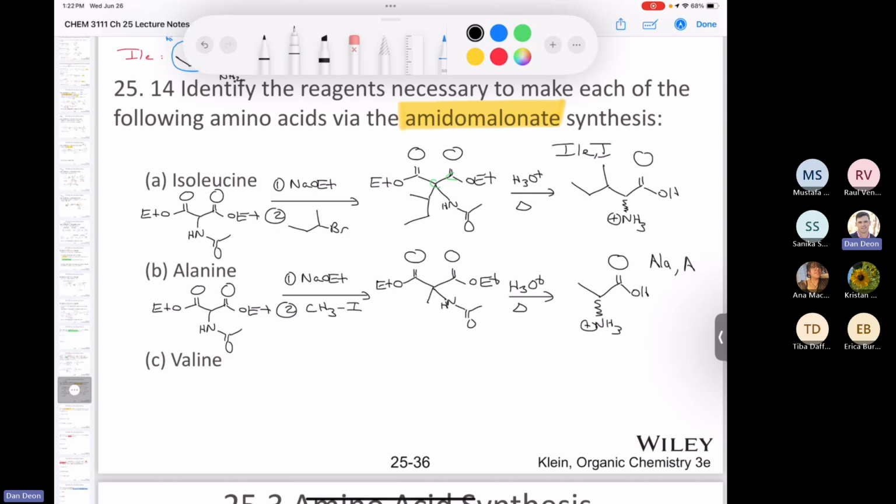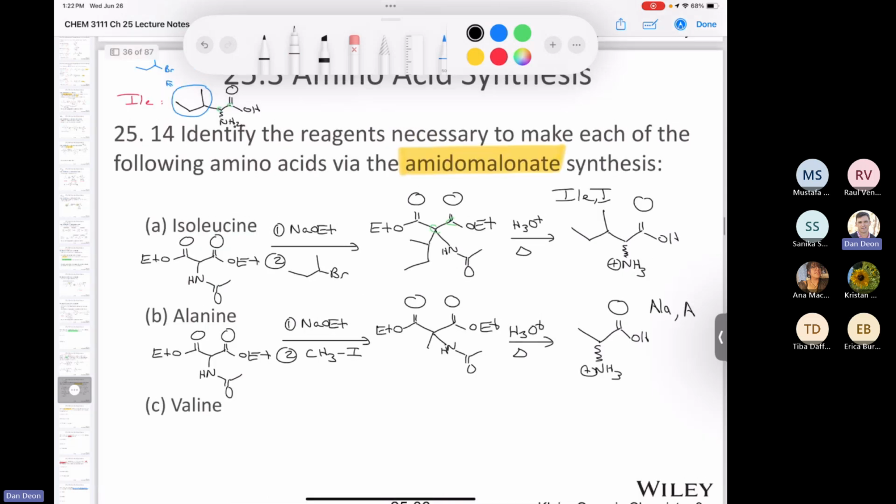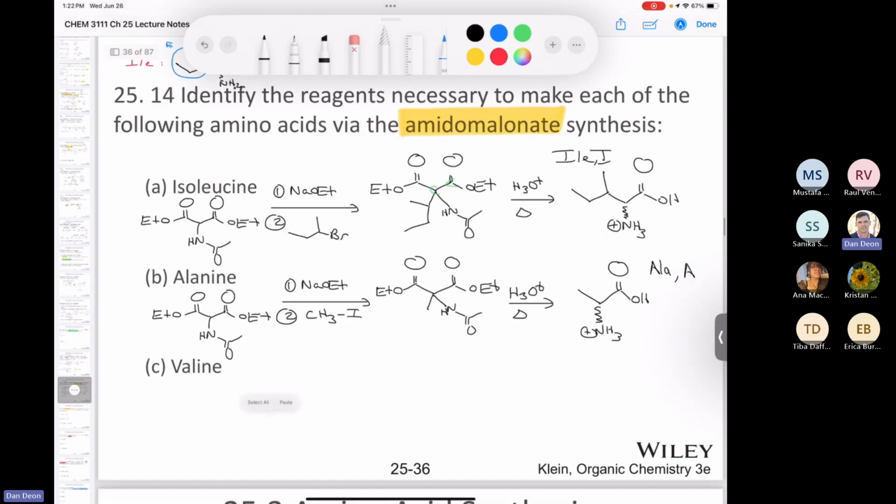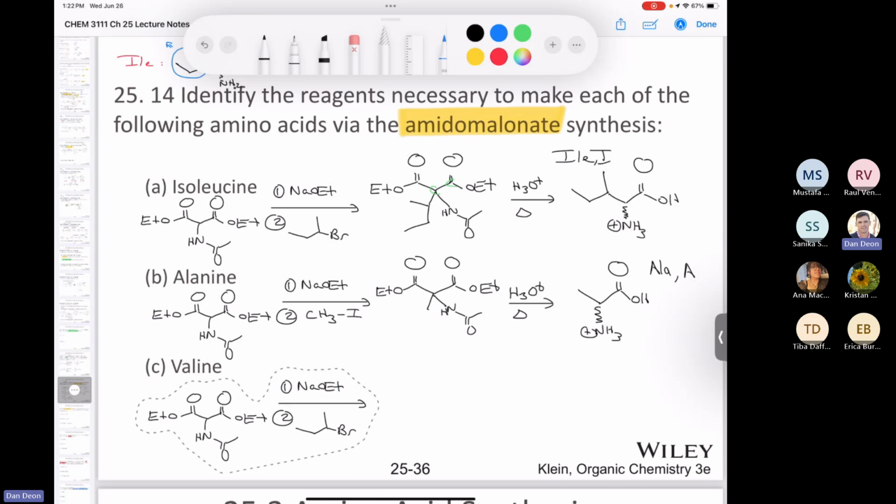I'm not going to go through all of the valine synthesis, but the R group for valine is an isopropyl group. And so in the first step, if I paste this back in here, your alkyl halide is going to be isopropyl iodide or isopropyl bromide, doesn't matter. I'll just use isopropyl iodide like that. So then you're going to end up with the isopropyl group attached in the middle here.